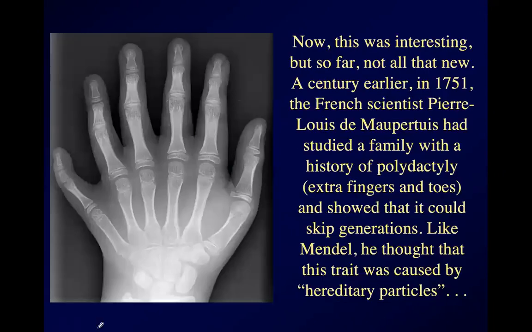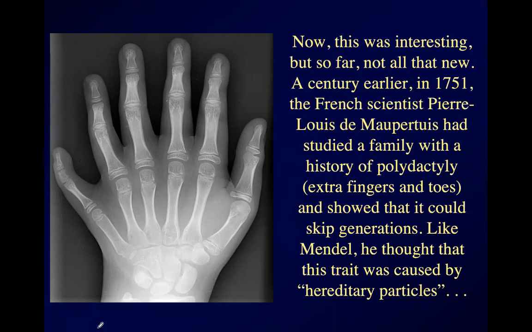Okay, now this is all interesting, but so far it's not that new. In fact, back in 1751, a French guy by the name of Maupertuis had studied a family that had a family history of polydactyly, which is the medical term for having more than five fingers on a hand and/or more than five toes on a foot. This is an X-ray of a child born with an extra finger. And Maupertuis had studied this family.